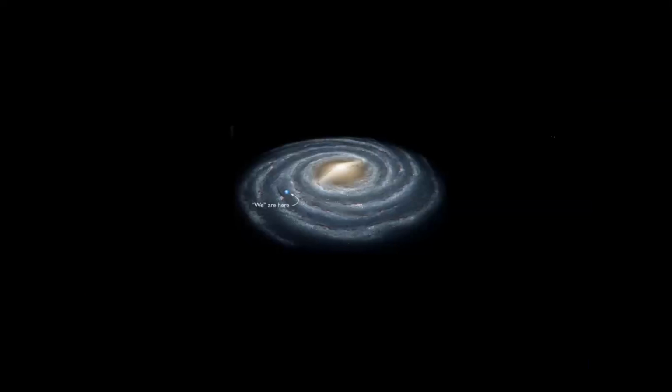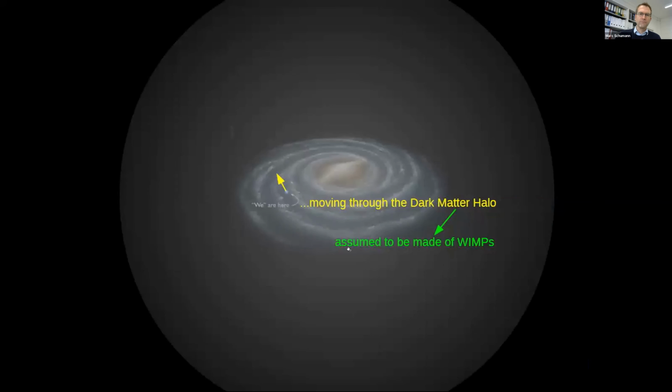To get started, we are here somewhere in our Milky Way, and of course you learned all yesterday, and you knew before that, we are moving through the dark matter halo. For the purpose of this talk, we assume that the dark matter is made out of WIMPs, weakly interacting massive particles, because that is the prime goal for direct detection experiments. We also learned yesterday that there are some uncertainties in how this dark matter halo actually looks. For this talk, we assume a simple spherical standard halo model, so basically a spherical halo with a 1/r² density profile.